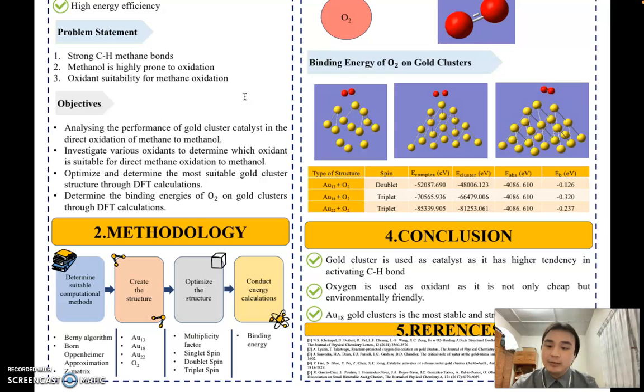These are the required steps when conducting computational analysis through density functional theory. First, we need to determine the suitable computational methods. The next step is to create the structure, which in this case includes oxygen molecule and a series of gold clusters including gold 13, 18, and 22, whereby the numbers represent the amount of gold atoms present in the structure. Next, the optimization stage, which takes into account the multiplicity of spin factor, whereby different quantum states will differ in terms of energy levels. Finally, energy calculation involves determining the binding energy.